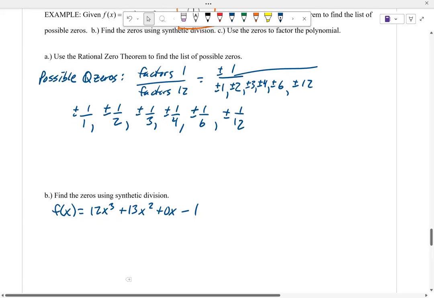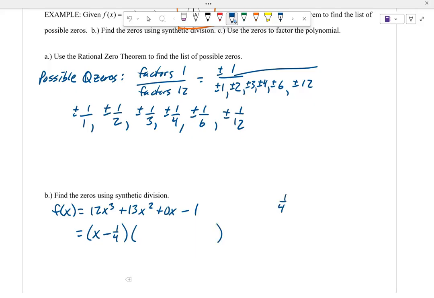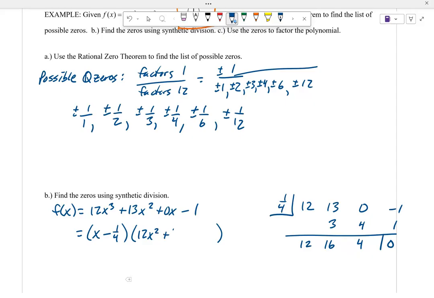Notice I put in a 0x. Okay, so 1/4 is a 0. So x minus 1/4 must be a factor. 1/4 is a 0. 12x cubed, 13x squared, 0x minus 1. We know that'll have no remainder. 12 times a fourth, 12 fourths is 3. 13 plus 3 is 16. 16 times a fourth, 16 fourths is 4. 0 plus 4, 4. 4 times a fourth is 1, 4 fourths. -1 plus 1, 0. So there it is.